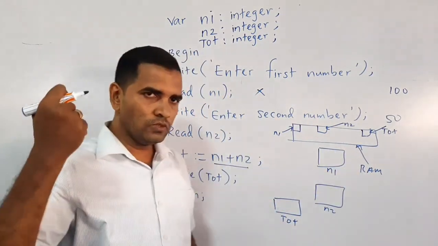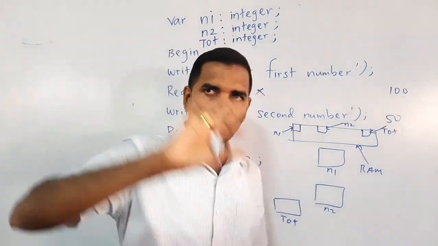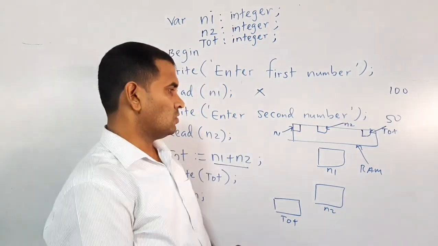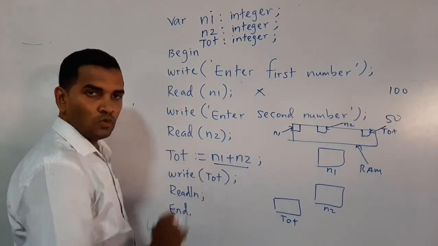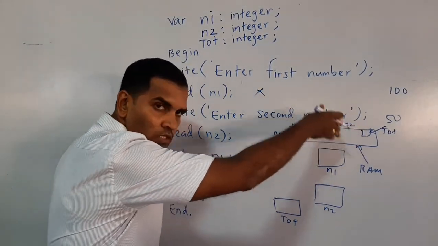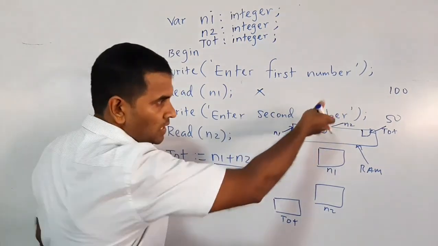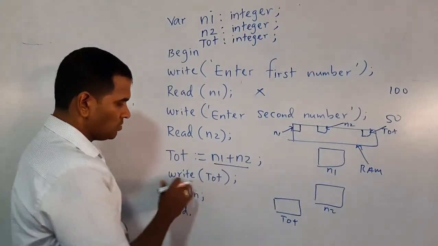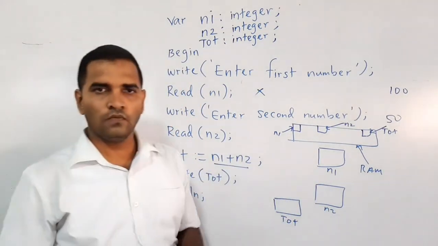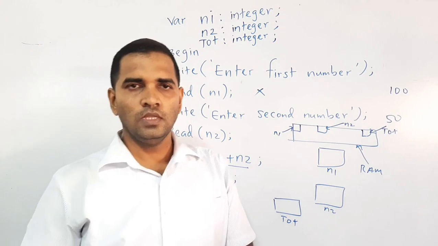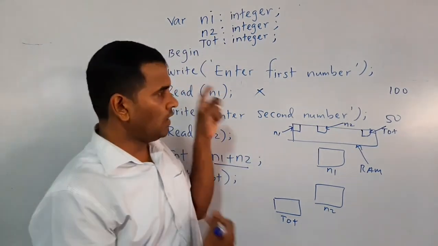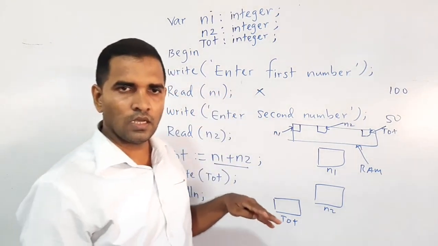Finally, you have to bring your answer from main memory to monitor. Then only as a user we can see that. So what is the line? It is write TOT. Right? Write TOT means TOT is a location in main memory. It has a value. In my case, it's 150. That 150 will be shown on the screen. That's why I have used it. Finally, your program will be terminated. This is how it works. Right? So here we have so many new things introduced.